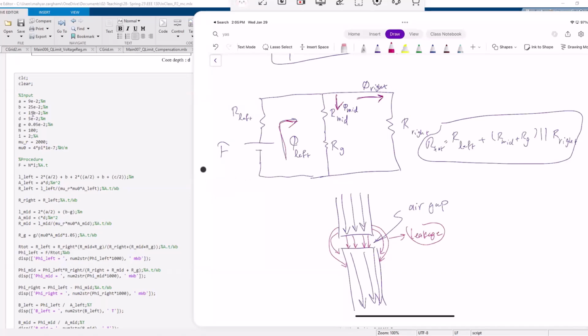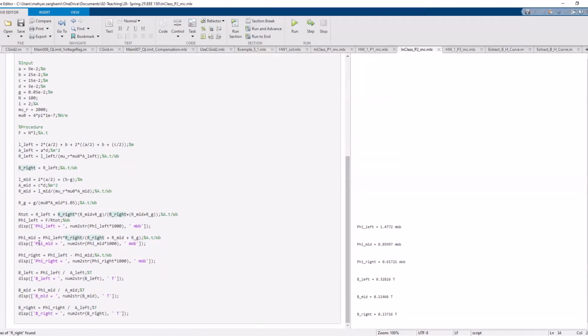So in other words, phi in the middle part should be phi on the left-hand side times R on the right over R on the right plus R in the middle plus these 2 values. So that's what's been done. And then the rest of that would go to the middle. So that's what I did in here. Phi in the middle, we found it, and phi on the right-hand side, we could use the same rule, but an easier calculation would be just to subtract these 2 values.